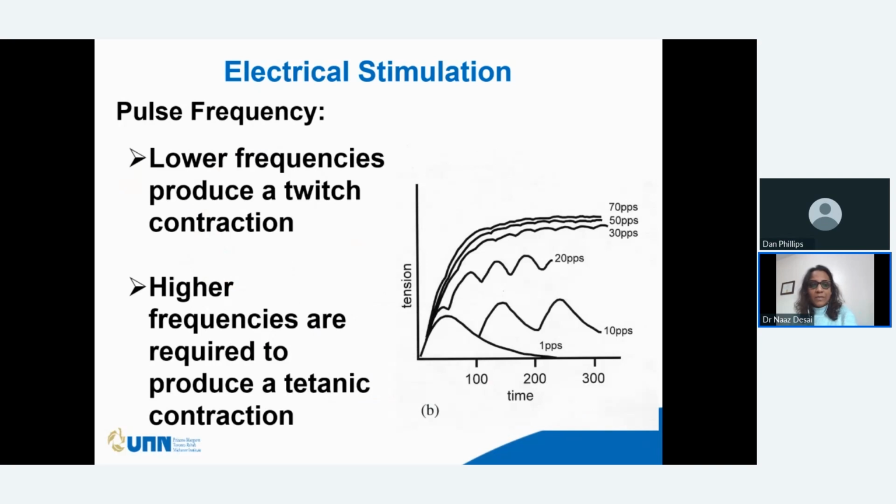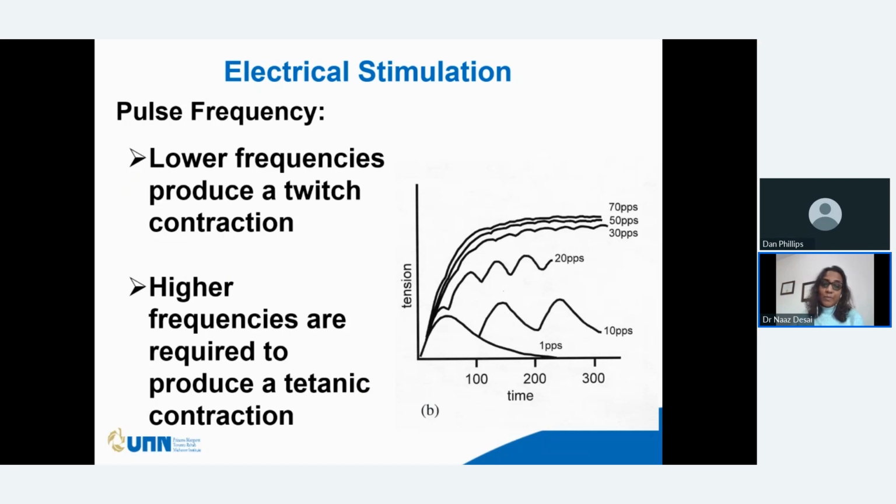Then we talk about pulse frequency. Lower pulse frequencies produce a twitch contraction, and higher frequencies are required to produce a tetanic contraction. Most of the time when electrical stimulation is used for the purposes of retraining a functional movement, we want to produce a contraction that is as close to a physiological contraction as possible. So obviously, we're looking for a tetanic type of contraction. So we want to use higher frequencies.